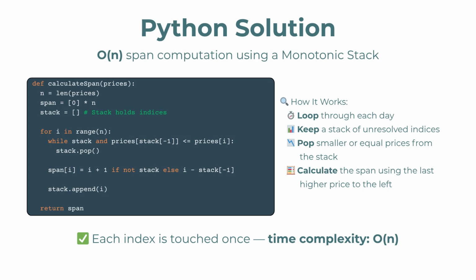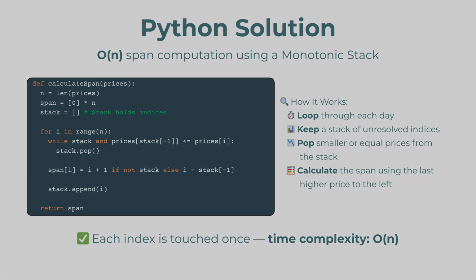Here's our final Python solution using a monotonic stack. We loop through each day's price, keeping a stack of unresolved indices. For every new price, we pop all smaller or equal ones, then calculate the span using the last higher price to the left. The result? Each index is pushed and popped at most once, delivering clean O(n) performance.